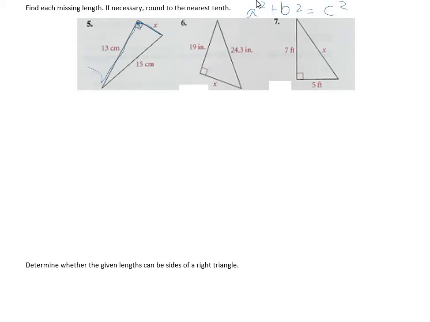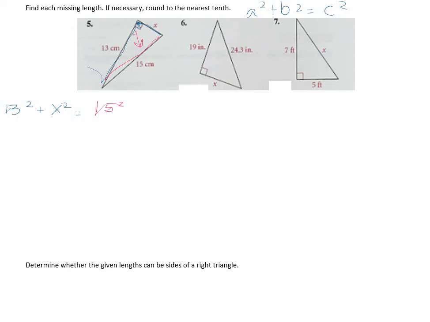So my first leg is going to be 13 squared plus the second leg, which is x squared, and set that equal to your hypotenuse here, which is the side that is opposite of the right angle. And so that's going to be 15 squared. Excuse my messy handwriting. I am getting used to writing with this. I have a writing tablet, and it takes a little bit of practice.